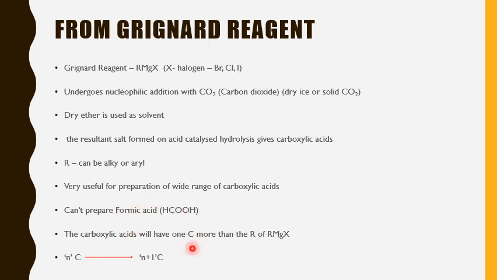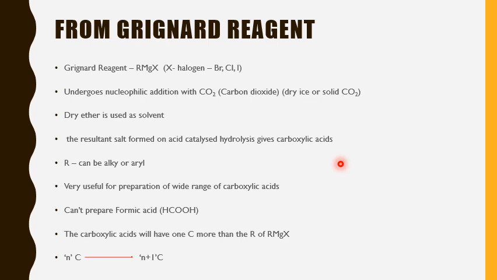Except for this, we have a wide range of choices where you can use this process for the preparation of carboxylic acids. The beauty of this reaction is that you go from n carbon to n plus 1 carbon. What is this? The resultant carboxylic acid will have one carbon more than the R of the Grignard reagent taken. In the previous examples, where we considered hydrolysis of acid derivatives, the number of carbons doesn't change, because we are just performing hydrolysis. We are removing the other functional group, but whatever the R chain is, it remains as it is.